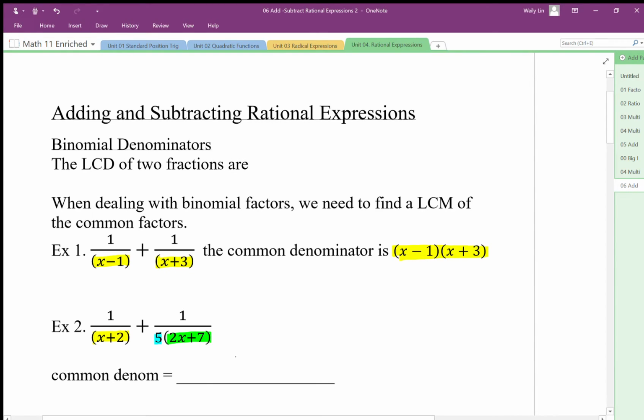So the lowest common denominator just ends up being, well, this one is just missing the blue and the green, so we need 5, 2x plus 7, and x plus 2. So it's a combination of all the individual factors that becomes our lowest common denominator.